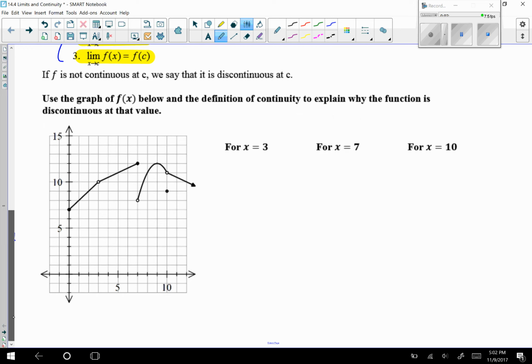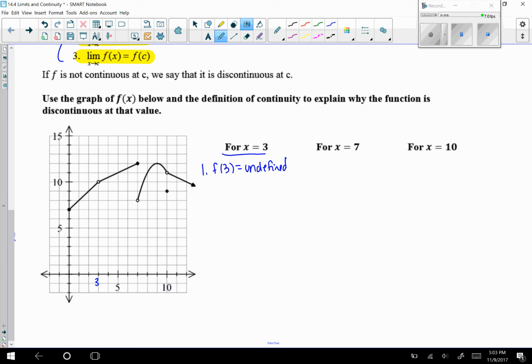So we're going to use the definition of continuity and this graph of f of x below to explain why the function is discontinuous at these three values that we have for x. So the first part, we're going to look at x is equal to 3. For an x value of 3, if I go to my graph here, I can see the first part of my definition says we want to figure out what f of 3 is equal to. If I look at my graph, I can see I have a hole right there, and there is no other dot on my graph, so therefore f of 3 is undefined.